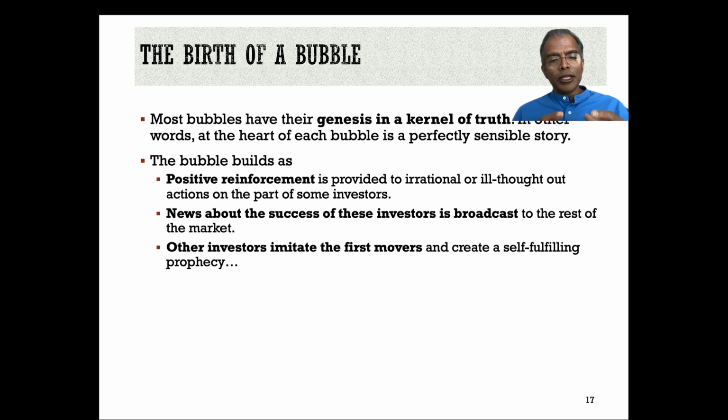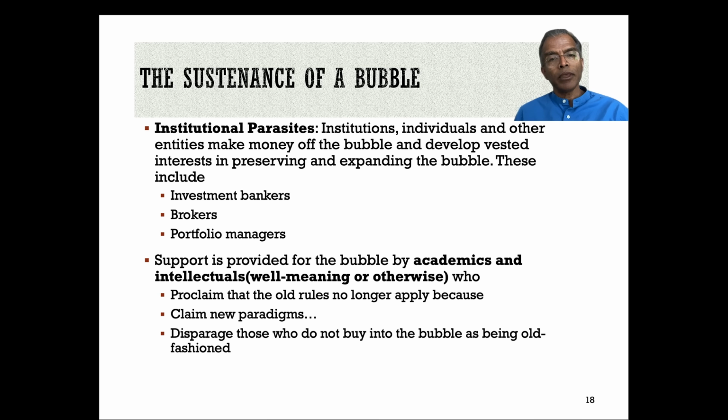That kernel of truth leads to a fear of missing out. So you invest in companies that are in that space, and then news about how much money you're making gets out. Other people come in and imitate what you do, and the bubble gets bigger and bigger. Now you can take whatever bubble you're familiar with, and this process plays through, right? Kernel of truth, initial winners, other people watching the winners coming in, and the crowd gets bigger and the bubble gets bigger.